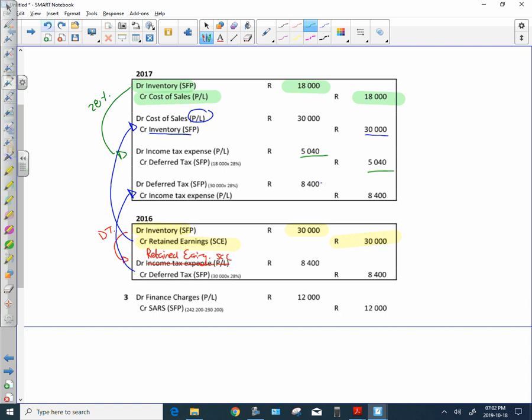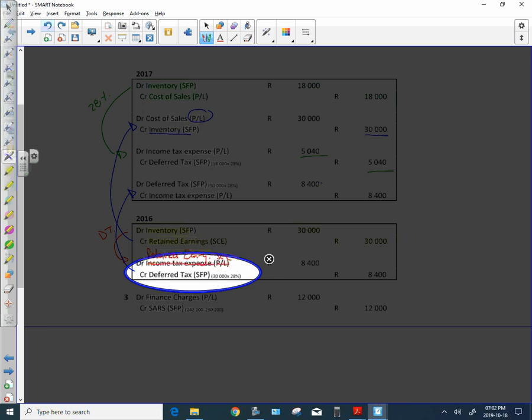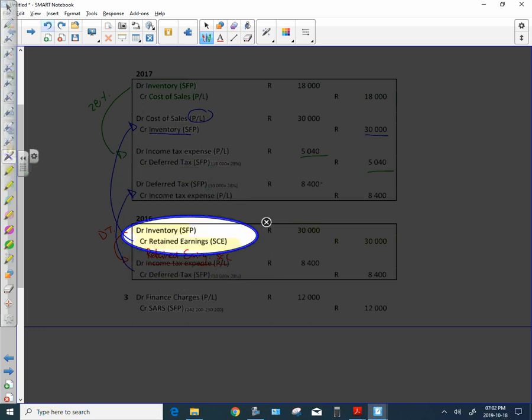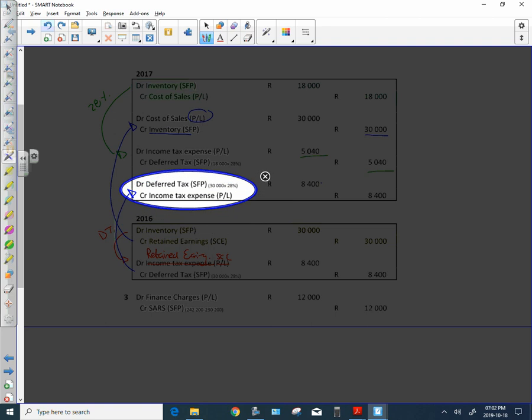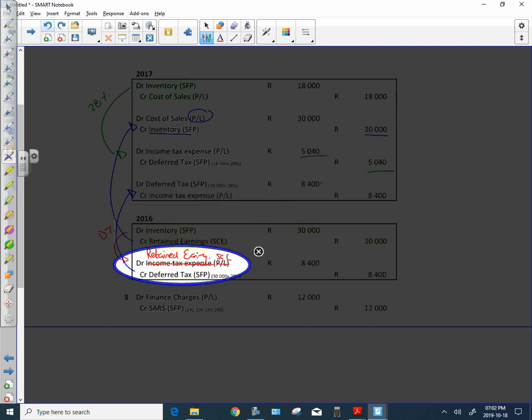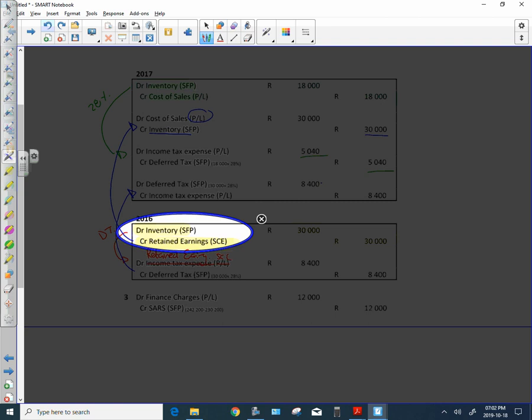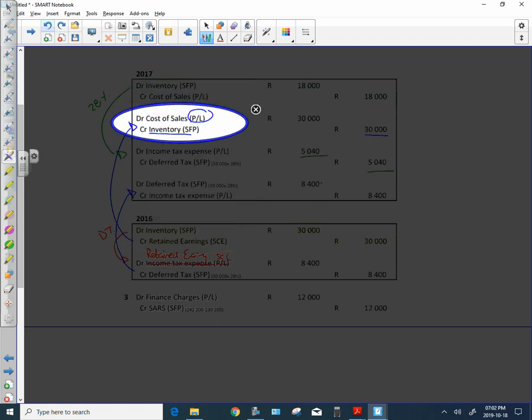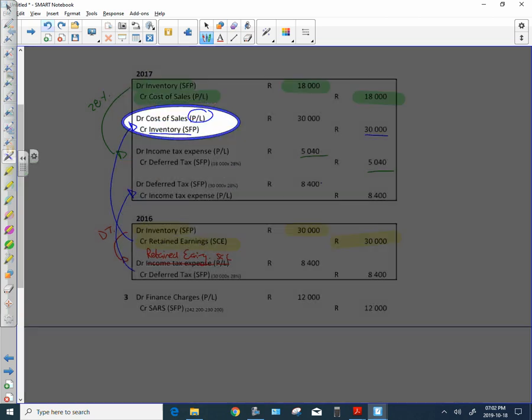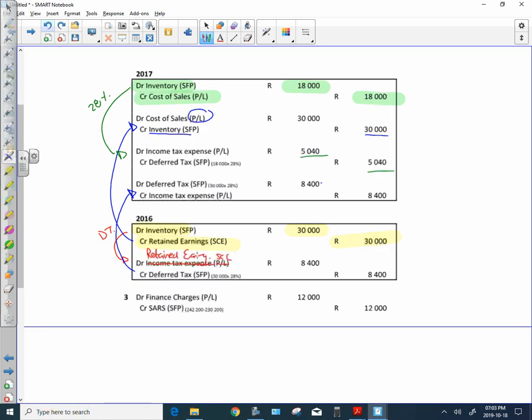So I'm reversing this entry over here. So there's a debit to deferred tax. So, sorry, here's a credit to deferred tax. Now I'm debiting that deferred tax. I'm taking it from retained earnings to income tax expense. So same, you'll see where I had retained earnings there, I'll have cost of sales reversed over there. So basically what I'm doing is I'm taking profit from last year and putting it into this year. Okay, no, don't stress.